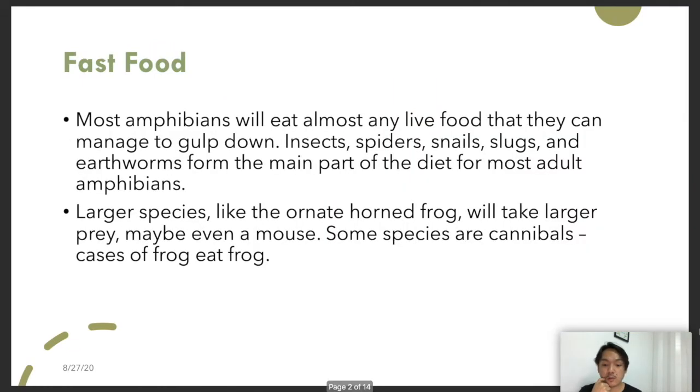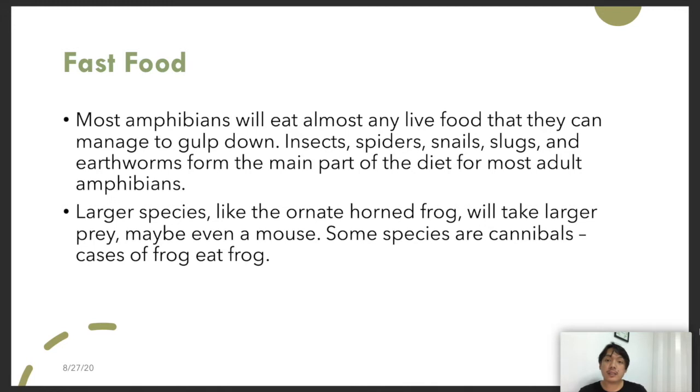Most amphibians will eat almost any live food that they can manage to gulp down. Insects, spiders, snails, slugs, and earthworms form the main part of their diet. Insects are the main diet for most adult amphibians. Larger species like the ornate horned frog will take larger prey, maybe even a mouse. That's a big chunk to gulp. And some species are cannibals. In some cases, frog will eat frog.